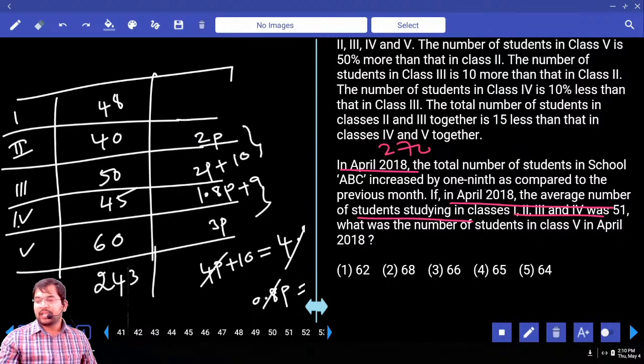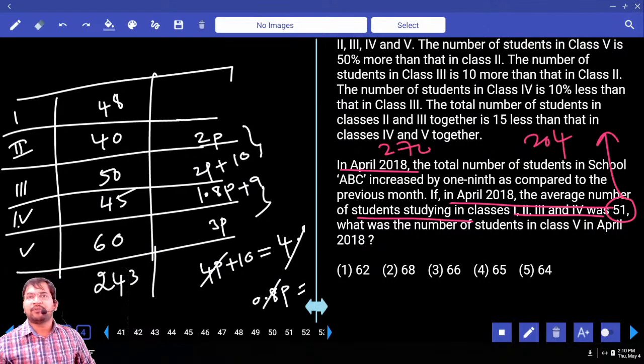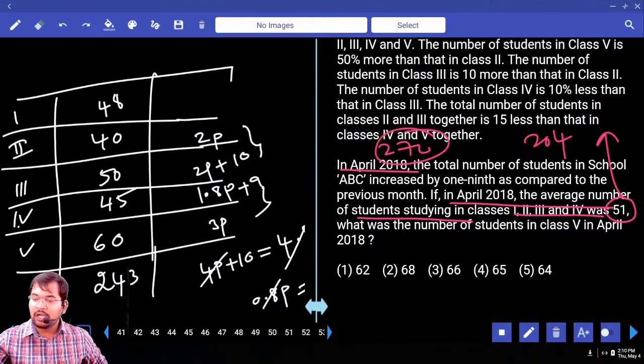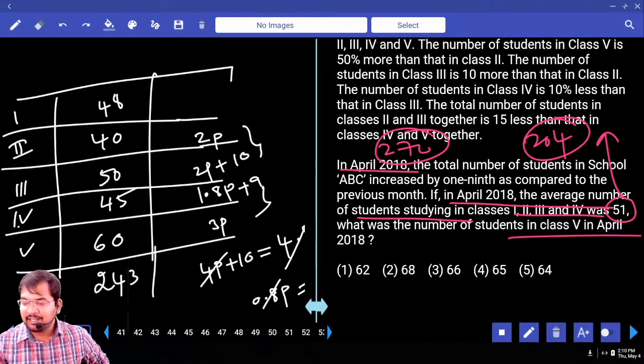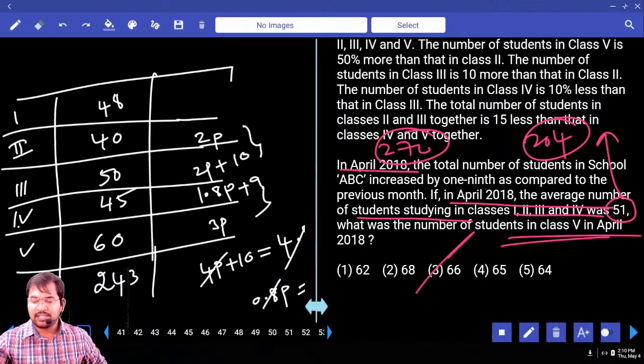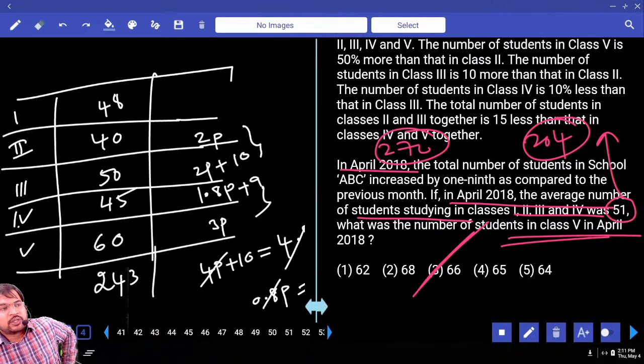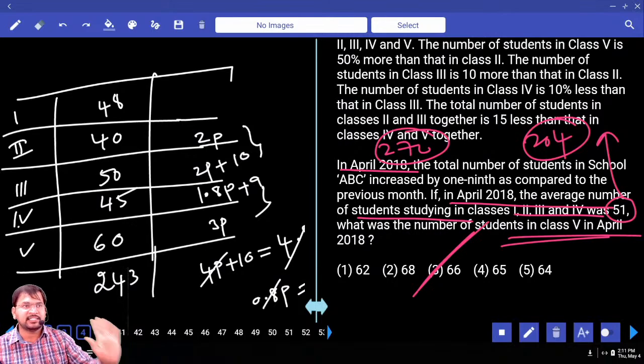51. So the average is 51, the sum is 204, right? So 4 into 51. Total strength is 270, and 204 is for classes 1 to 4. They're asking about class 5, the remaining students. Remaining students is what? 66. Total strength is 270. Out of 270, 204 is for the four classes, and the remaining is the 5th class.